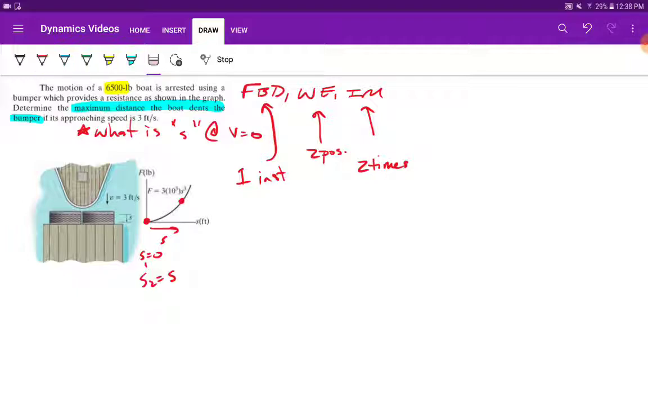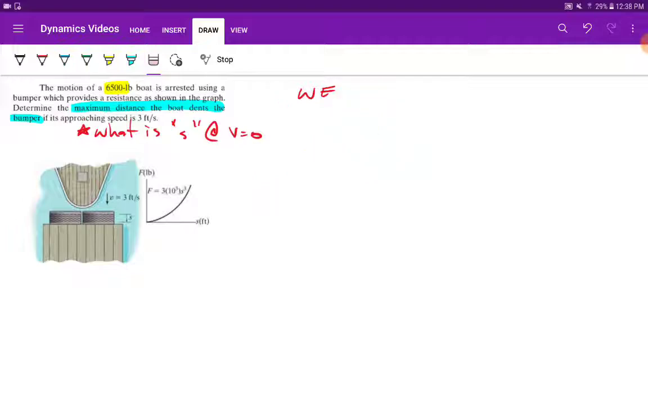Okay, so because we want to find the position of this situation based on a starting and stopping, we're going to be doing work energy. So we're going to be doing work energy. All right, cool. This right here is very important, so I'm going to highlight it. I just kind of denoted it, but that's going to be a piece of information that we need. So let's get started with our work energy method.